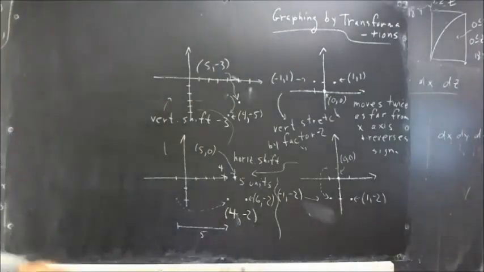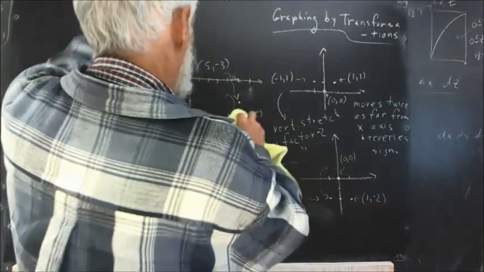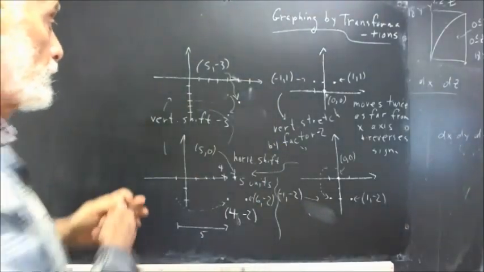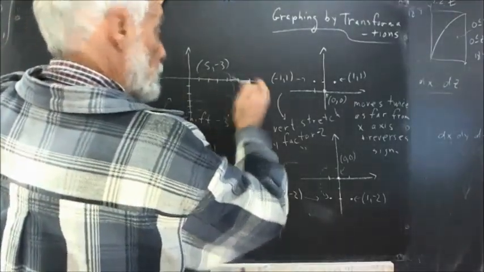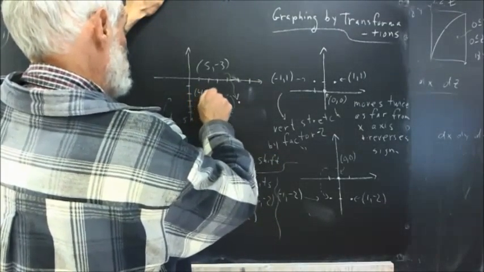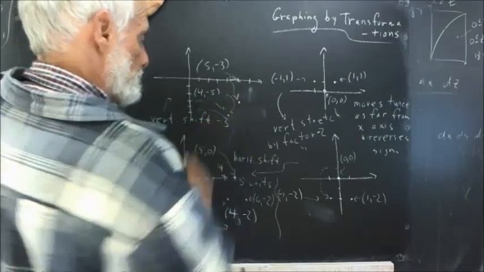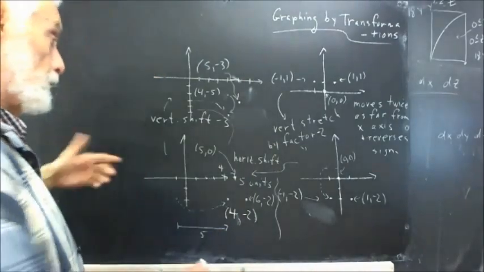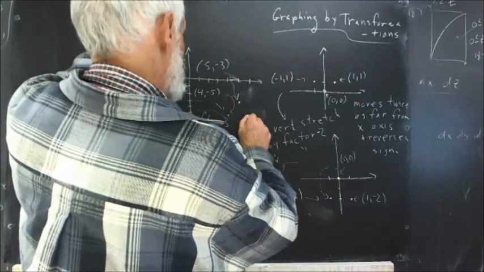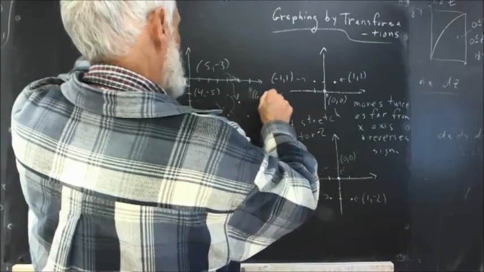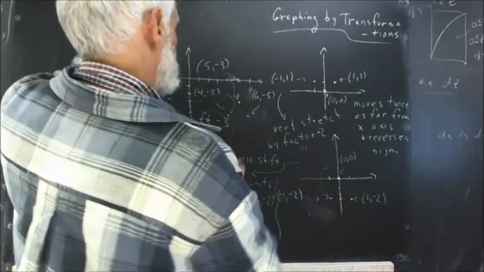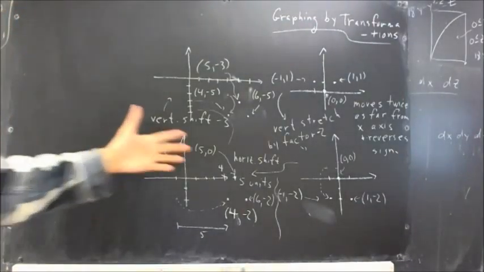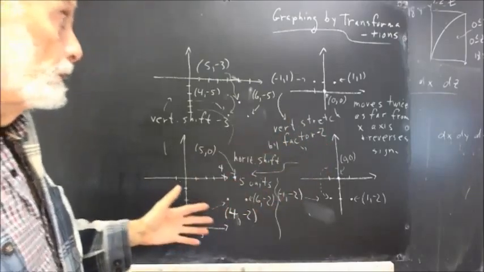My labeling 4, -5 is in a bad place because I'm going to want to draw the point 6, -5. So I'll change my labeling. 4, -5 is here. Now, 6, -2 is going to be shifted down 3 units, so it's going to go to 6, -5. Okay? Well, that should be clear.